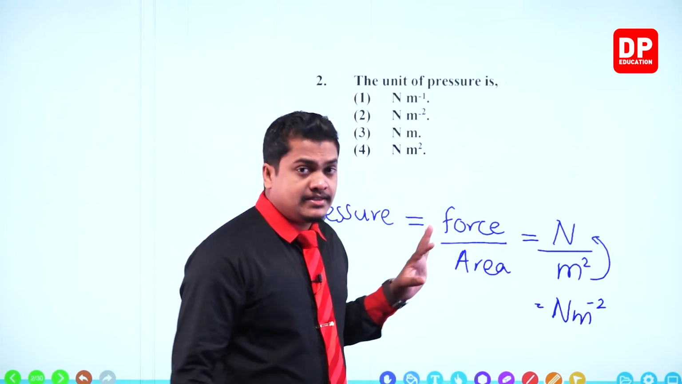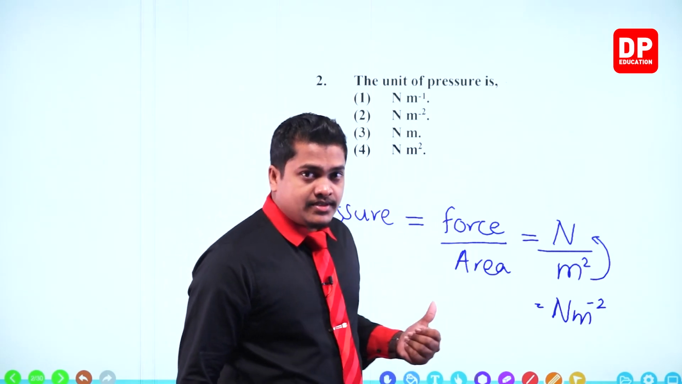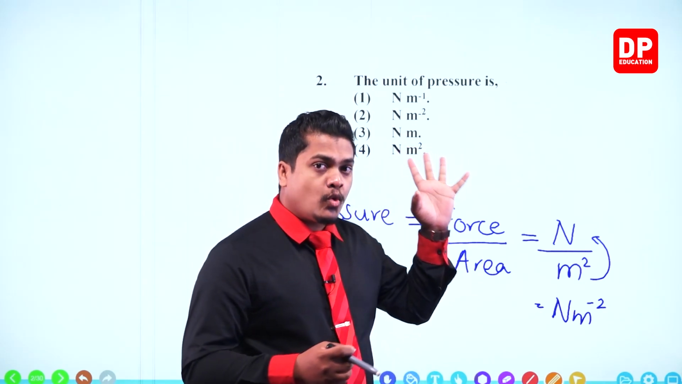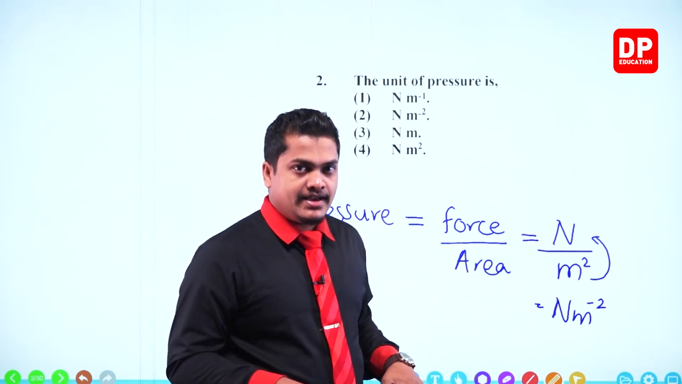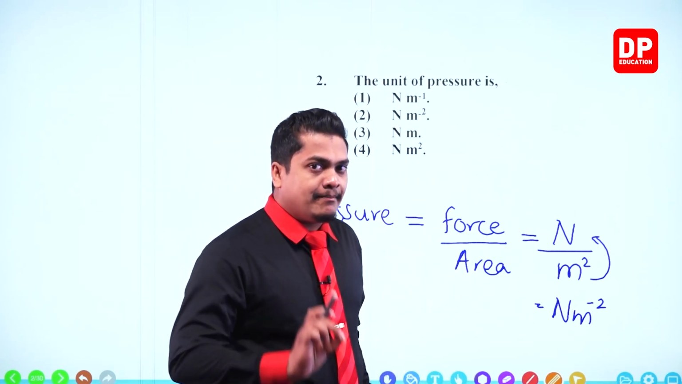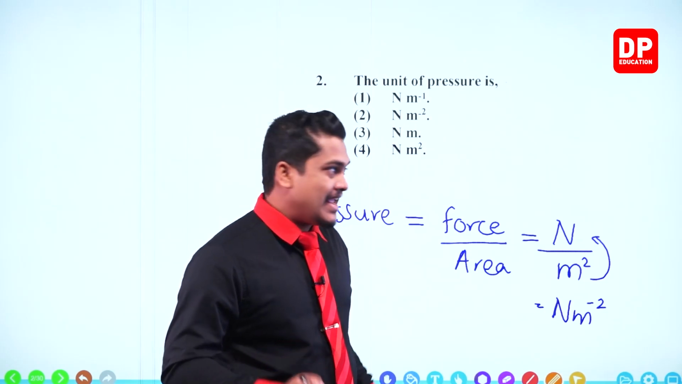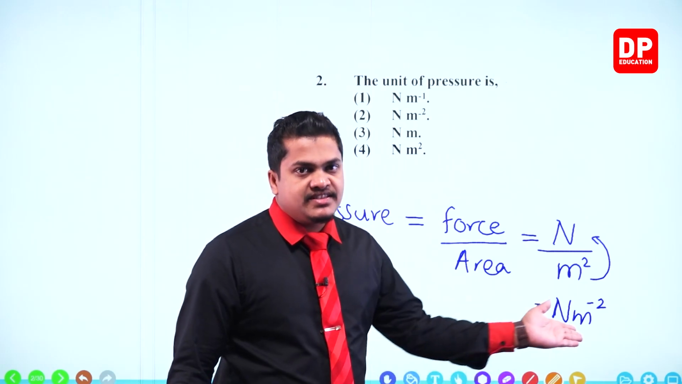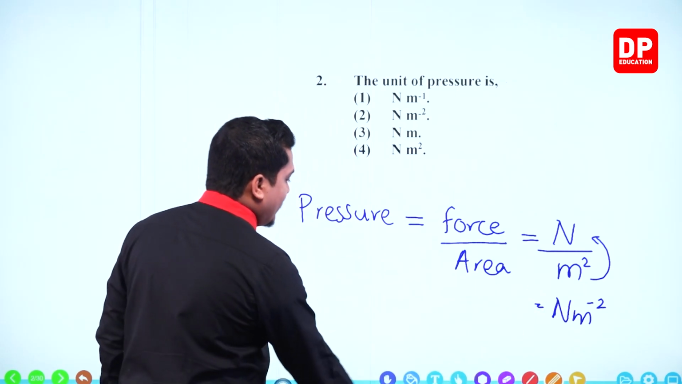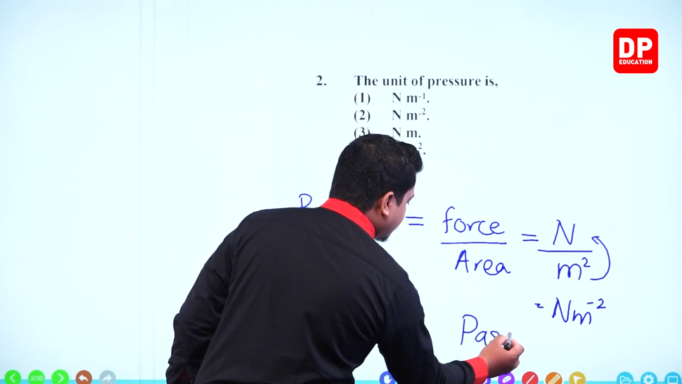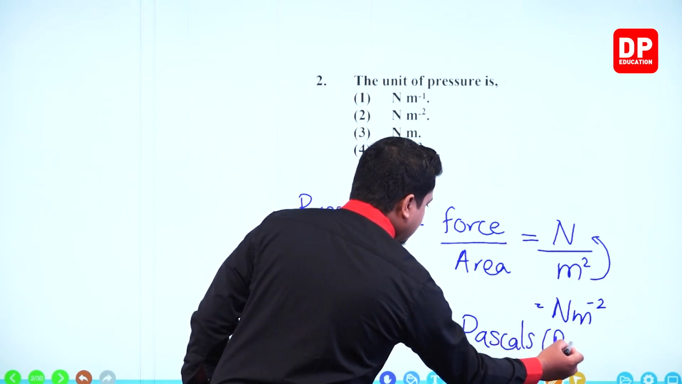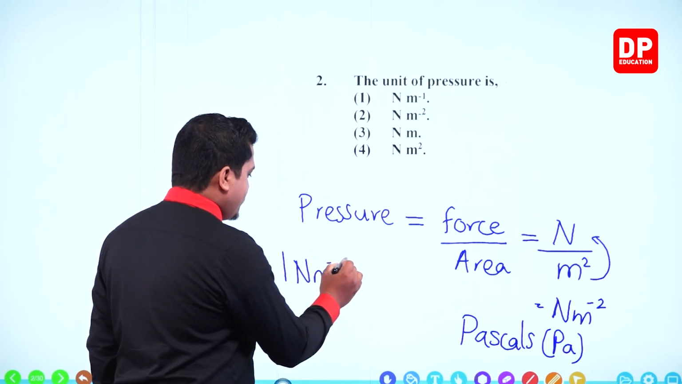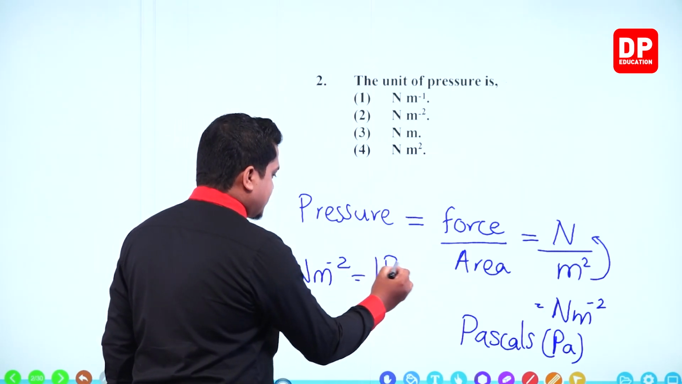So what do we mean by this unit? It expresses the amount of force which is applied on 1 square meter of a certain area. Force applied on 1 square meter. N m^-2 means newtons per square meter. This is our unit. This unit is also referred to as pascals. So 1 N m^-2 is equal to 1 pascal, right?